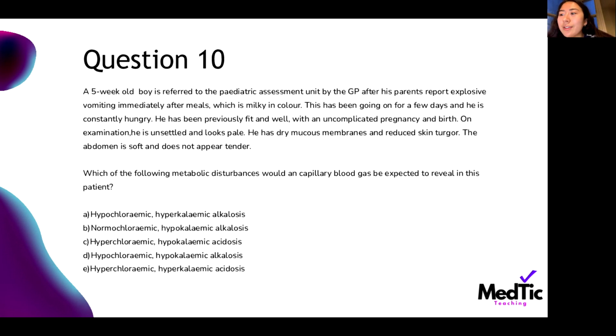Someone says the slide hasn't moved. I can see question 10. That's weird. Anyone else? Oh, now it has, apparently. Oh, sorry. It's probably my dodgy internet.